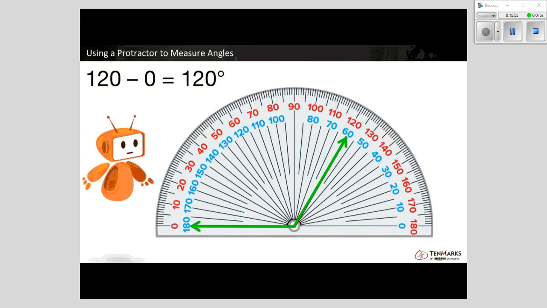The other number this arm is pointing to is 60 degrees. 60 degrees would not make sense since this angle is obtuse.